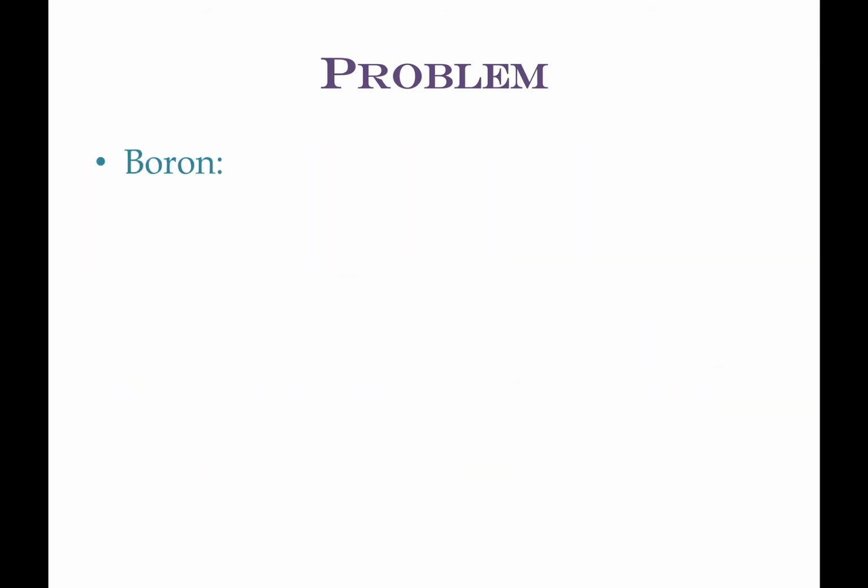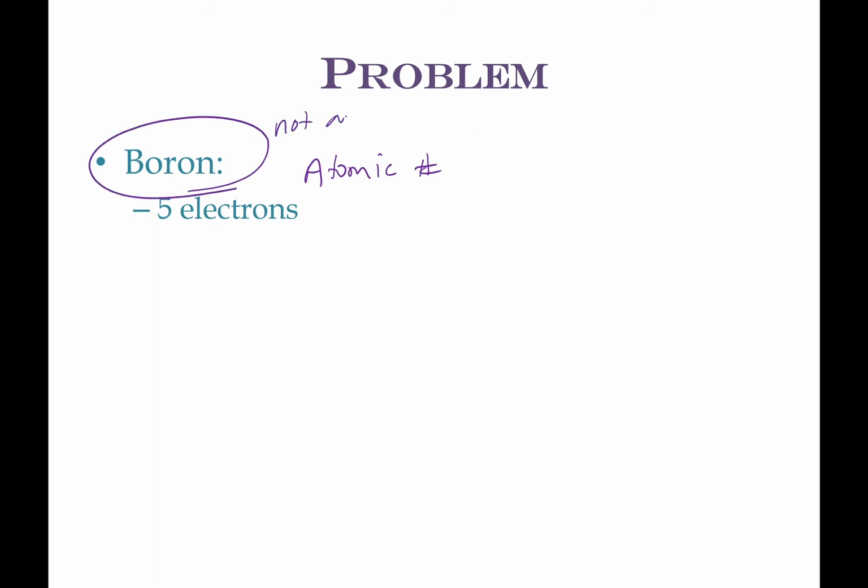Now boron, how many electrons does boron have? I want you to look at the periodic table and pause this if you need to. How many electrons does boron have? 5. How did I know that? It's the atomic number. I didn't give you a charge. There's no charge. It's not an ion. So if it's not an ion, then it's just neutral. It means the protons and electrons have to be equal. Some things are just coming out of my mouth today.